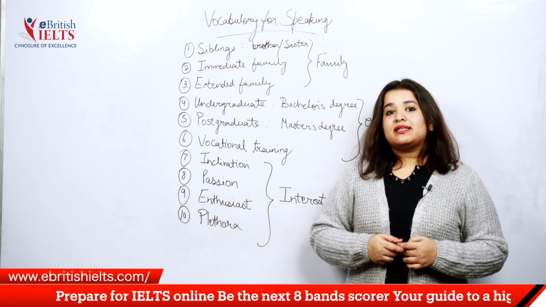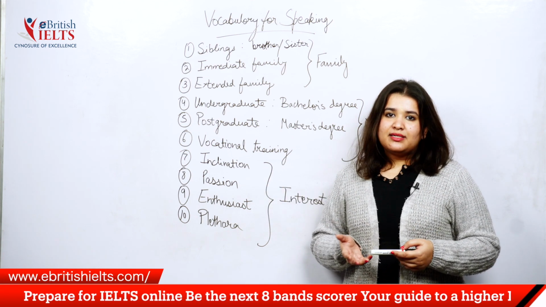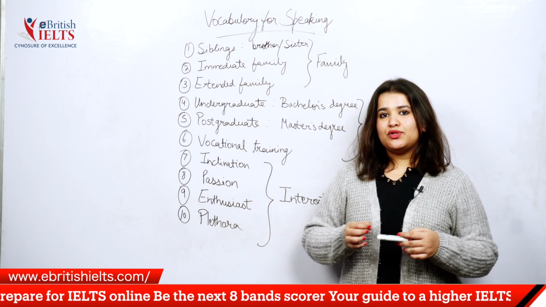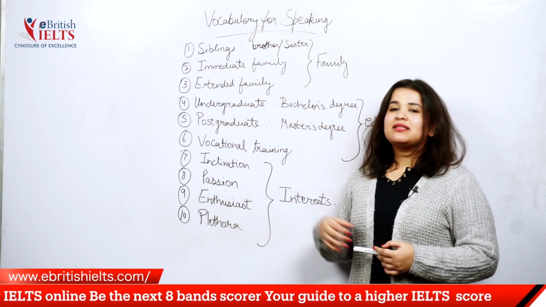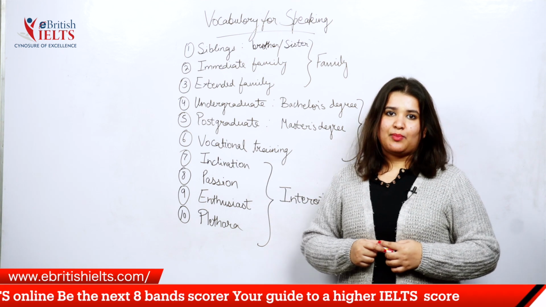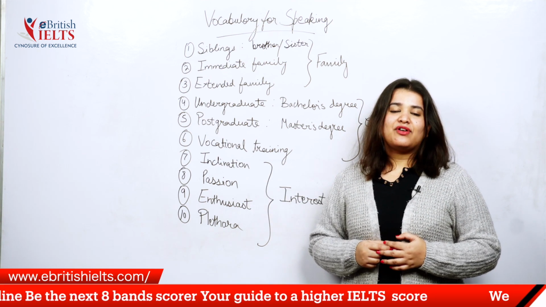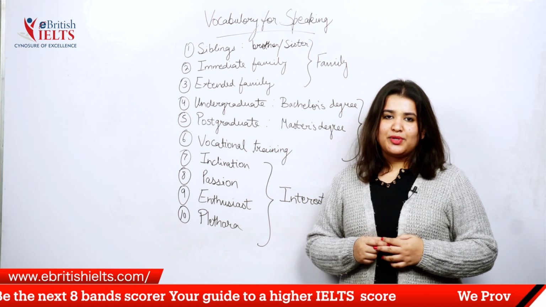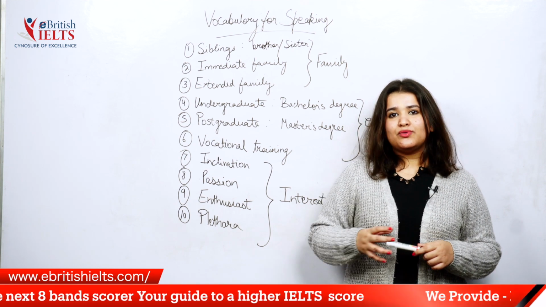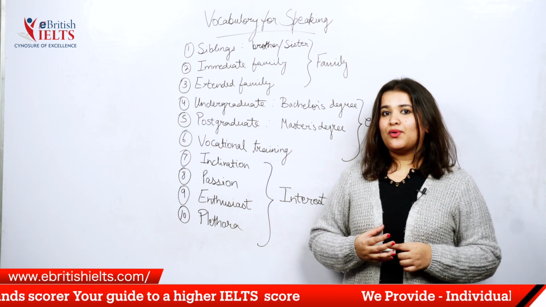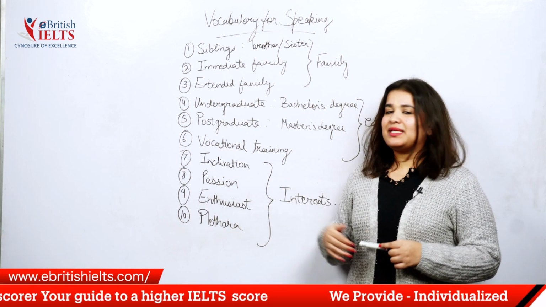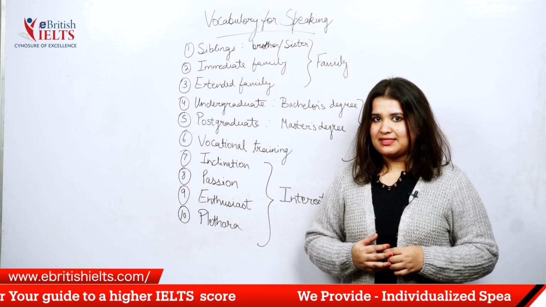The next word here is passion. Again, a very common word, but it's important that you use it appropriately at the right place. So you can say something like, I am very passionate about music. I have a very strong passion for music, which means that not only do you have an interest in it, you are pursuing it wholeheartedly. So passion is basically a higher level of interest in something.